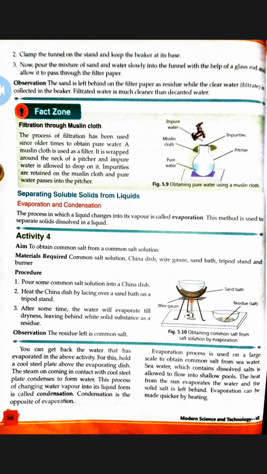Evaporation process is used on a large scale to obtain common salt from seawater. Seawater which contains dissolved salts is allowed to flow into shallow pools. The heat from the sun evaporates the water and the solid salt is left behind. Evaporation can be made quicker by heating. This is how common salt is obtained generally.